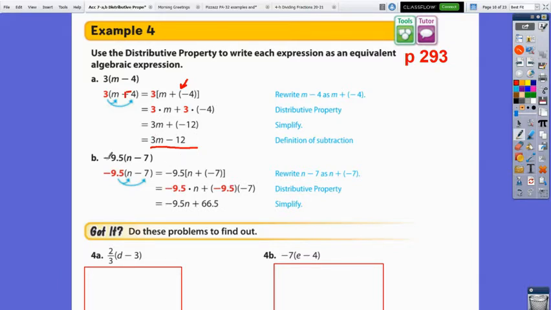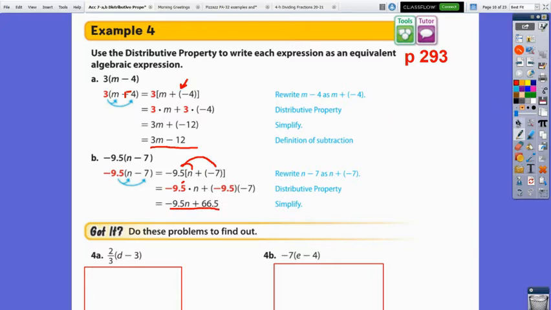And then here, when you have a negative number multiplied by a subtraction, again, safer to change this to plus negative 7, so that then you do your rainbow of negative 9.5 times n and negative 9.5 times negative 7, which is going to be 63 plus 3.5, right? 7 times 9 plus 7 times 0.5, and it's negative times negative, so that means it's positive 66.5, and there's your final answer for that one.